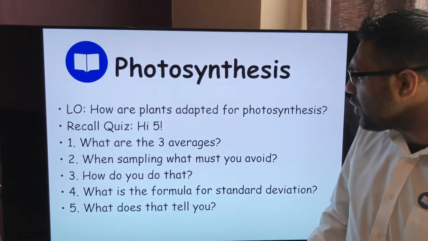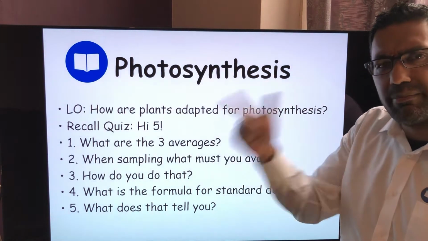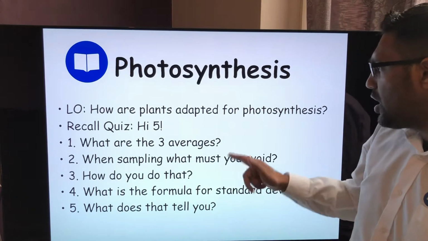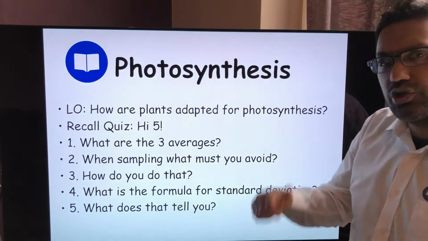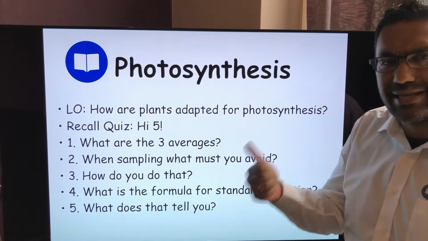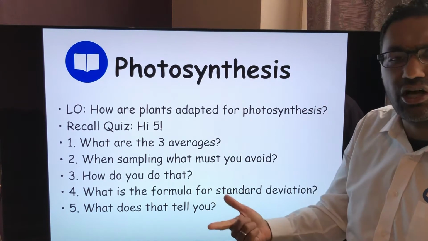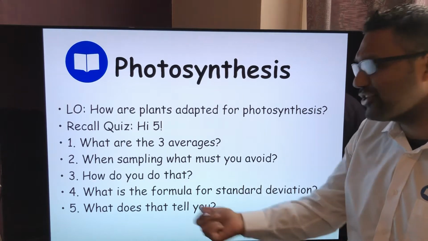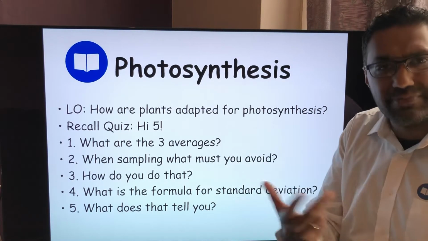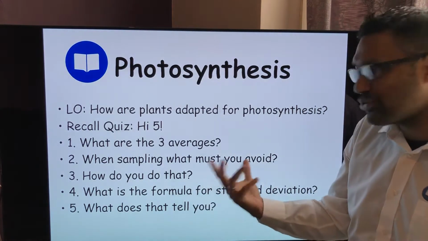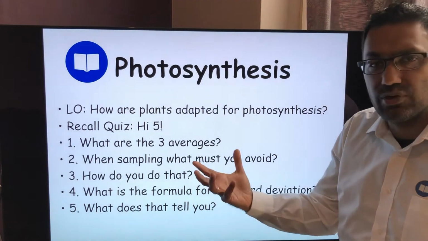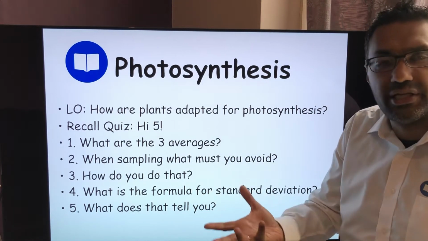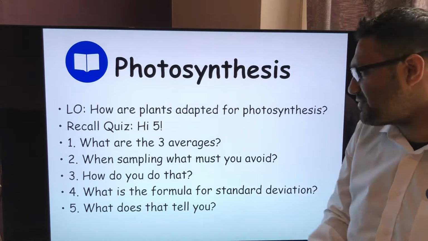So what are the three types of averages? We've got mode, median, mean. When sampling, what must you avoid? You've got to try to avoid bias, sampling bias, and you've got to avoid chance. Number three, how do you do that? Well, to avoid sampling bias, you need to use some kind of random number generator, some random sampling technique. How do you reduce chance? You get a massive sample. The more data you get, the more you avoid chance and you have representative data.